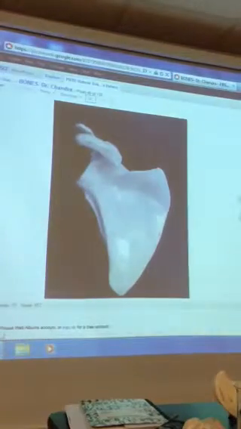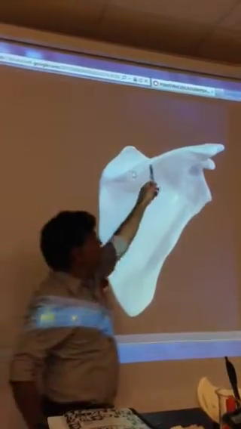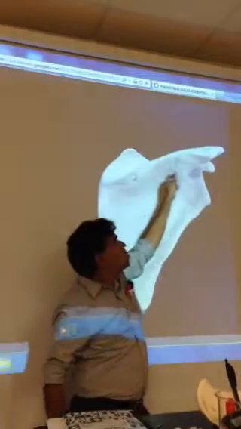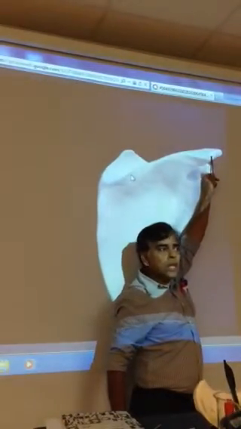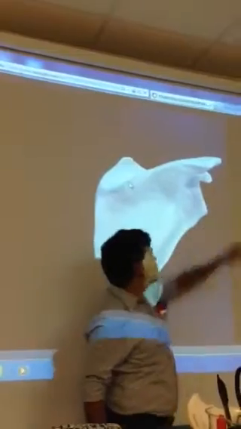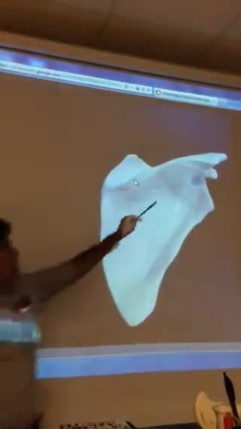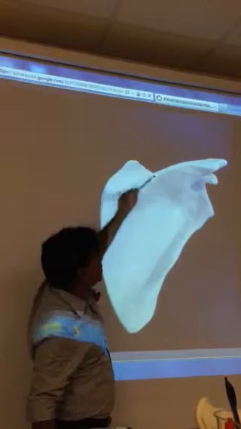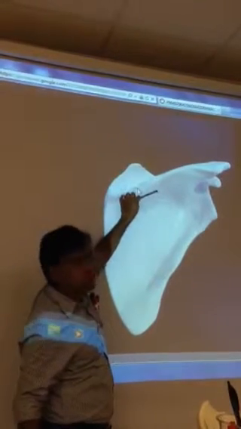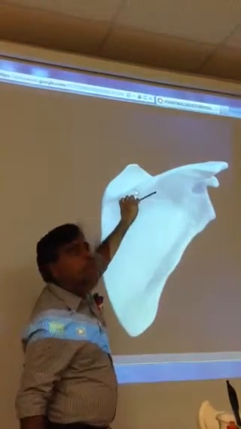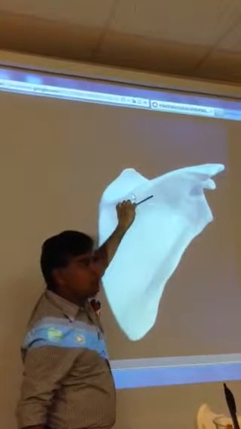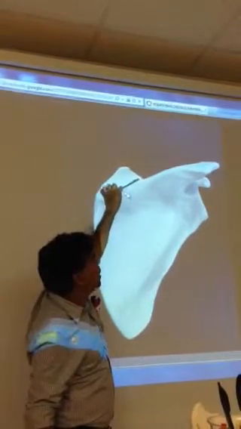And let's look at the posterior view. If you look at the posterior view, that's your spine, right? The scapular spine. So what is this part? Acromion process. That's your coracoid process. And there's a cavity here and here, above the spine and below the spine. Below the spine, how will you say that? Infraspinous fossa, inferior to the spine. And above, supraspinous fossa.